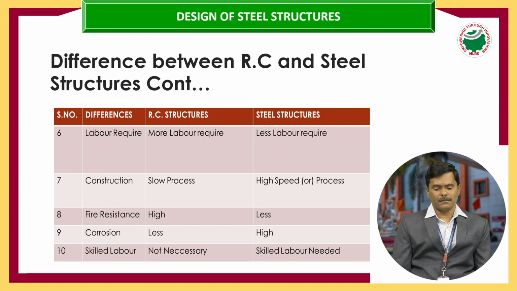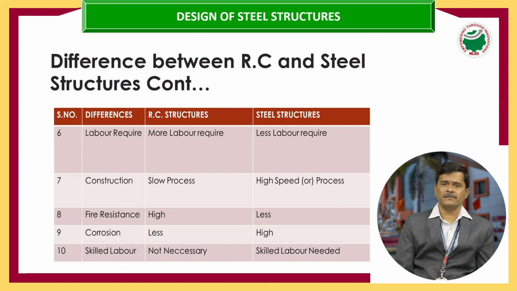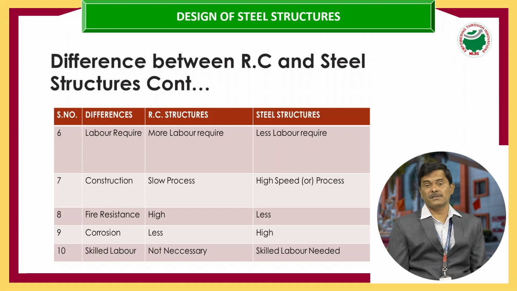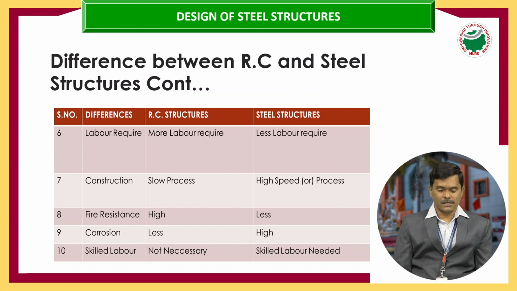And construction, RCC structure is a slow process, steel structure is a fast process. In RCC structure, if you construct some G+10 building, we need some 1 year, 2 years. But in the steel structures, within 6 months they are able to construct a G+10 building. So fast construction is possible in the case of steel structure.